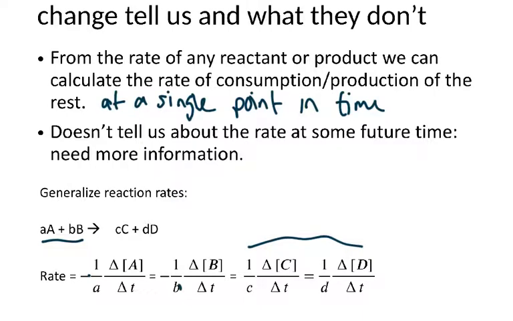But it only works for that particular point in time. It doesn't tell us anything about the future. We need more information to determine what's going to happen in the future. The balanced equation and a rate can get us what's happening with everything at that point in time, but we can't predict the future from that.